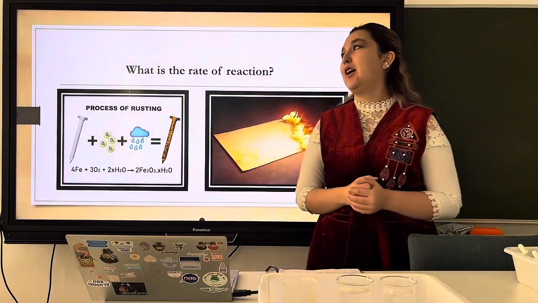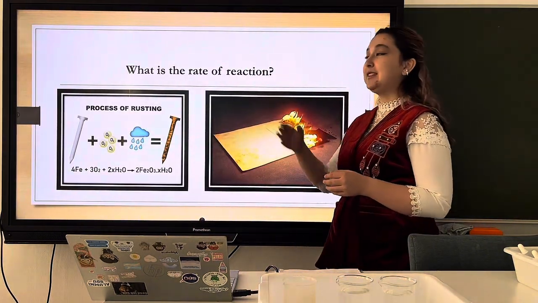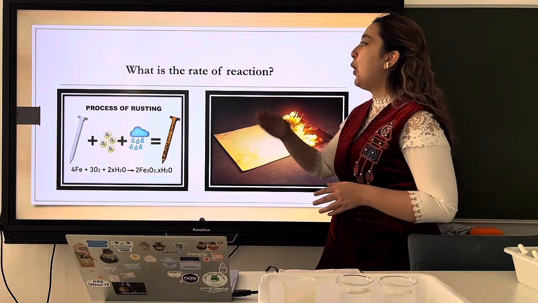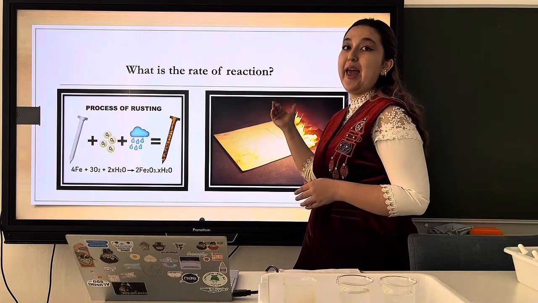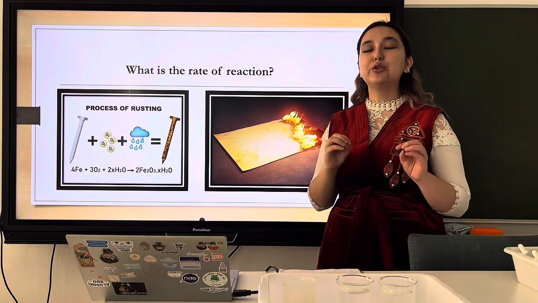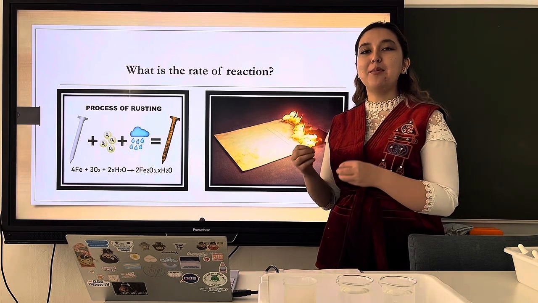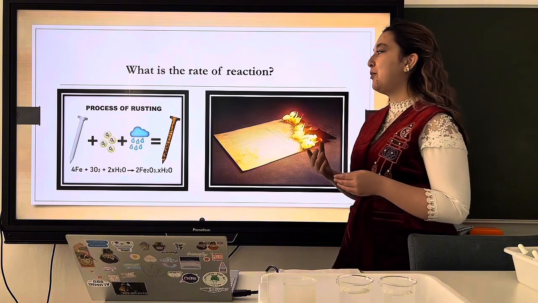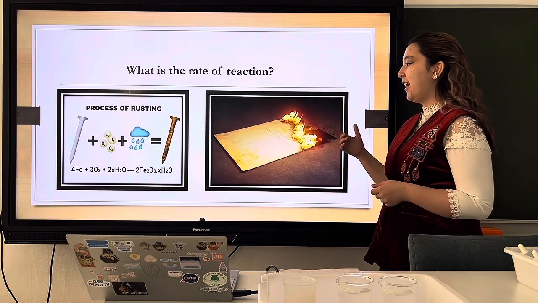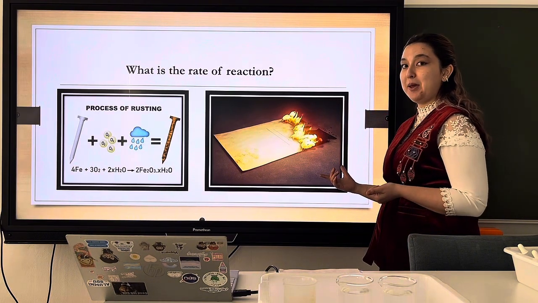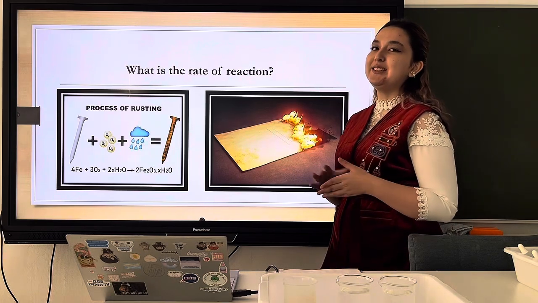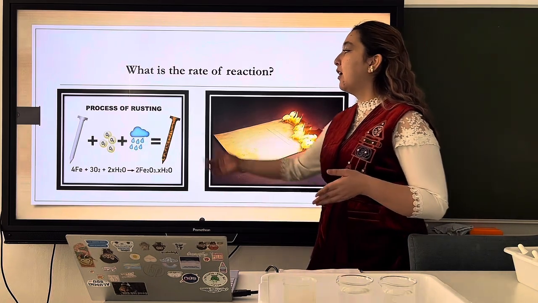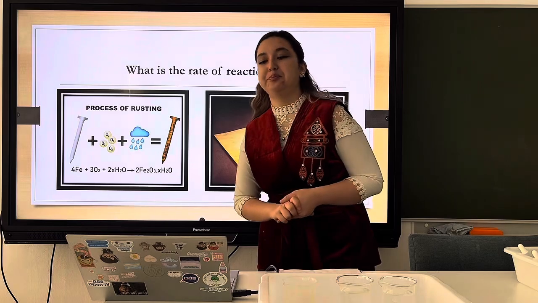So let's start. First of all, let's look at this question. What is the rate of reaction? It means how slow or fast a chemical reaction happens. For example, some reactions are very fast, like burning a paper. However, some are slow, like iron rusting.